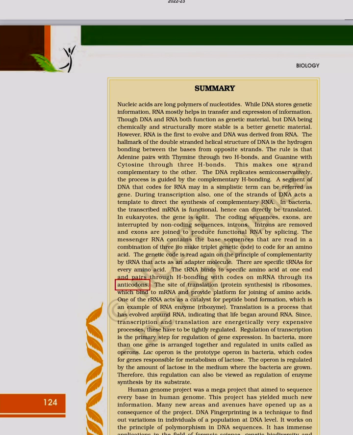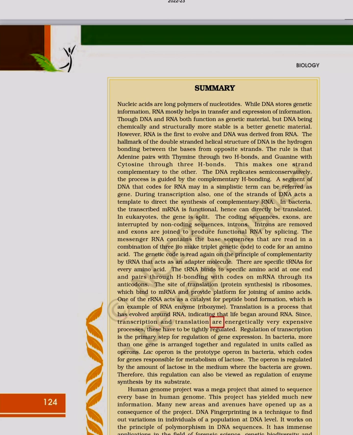its anticodons. The site of translation, protein synthesis, is ribosomes, which bind to mRNA and provide a platform for joining of amino acids. One of the RNAs acts as a catalyst for peptide bond formation, which is an example of RNA enzyme, ribozyme. Translation is a process that has evolved around RNA, indicating that life began around RNA.